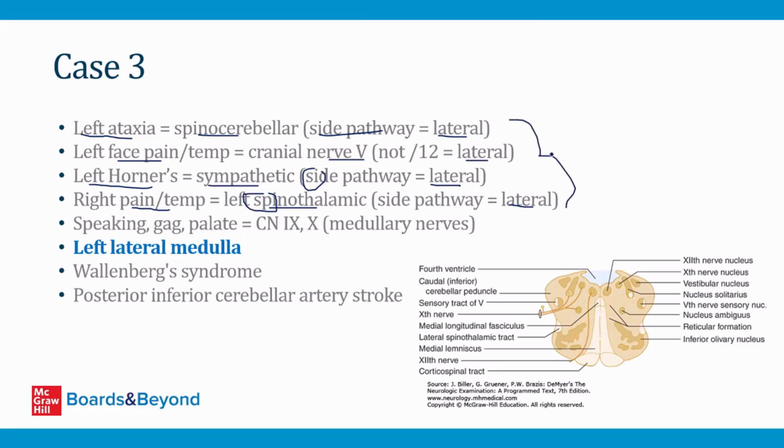What we need to know now is what level of the brainstem it is at. And so he has problems with speaking, the gag reflex, palate problems. These indicate damage to cranial nerves 9 and 10, and those are all medullary cranial nerves. So now we have all the information according to the rule of 4s to identify that this is a stroke or a lesion involving the left lateral medulla. That's called Wallenberg syndrome, and it indicates a stroke of the posterior inferior cerebellar artery.